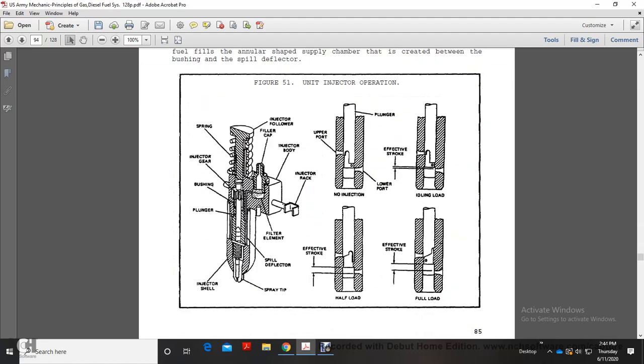Figure 51 shows your unit injector: the cam, injector follower, spring, injector bushing, plunger, injector shell, the spray tip, spill deflector, filter element, injector body, injector rack, and the positions half load, no injection, idling load, and full load.